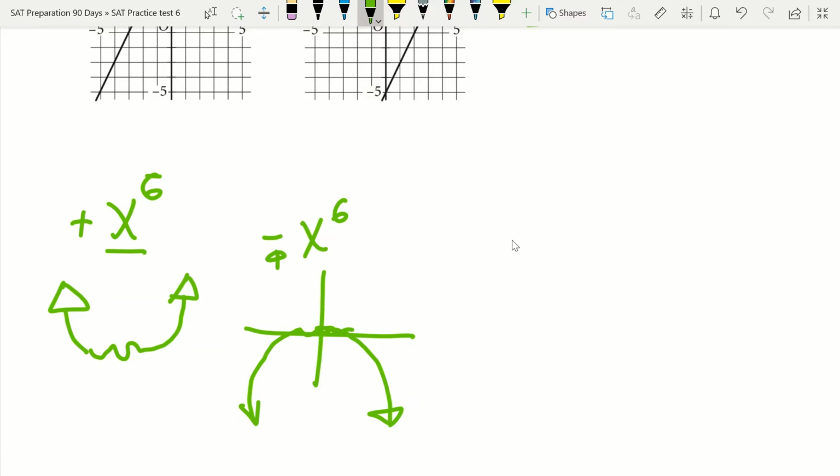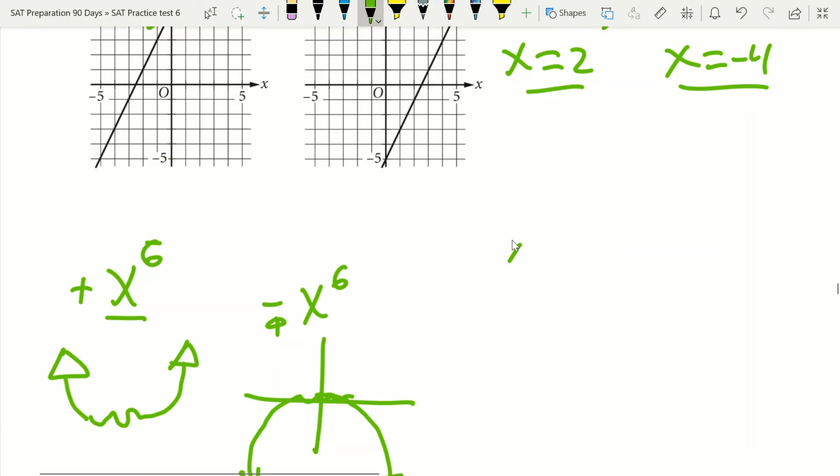And then if you have an odd power, let's say that we have x to the 5th or something like that, then you're going to have opposite end behavior. So you have one end going up, right, and you'd have one end going down, okay? So you'd have one up, one down. So you wouldn't have them both going up like you do in even.